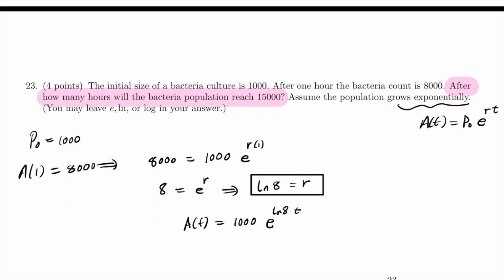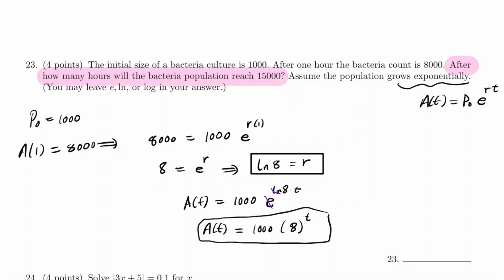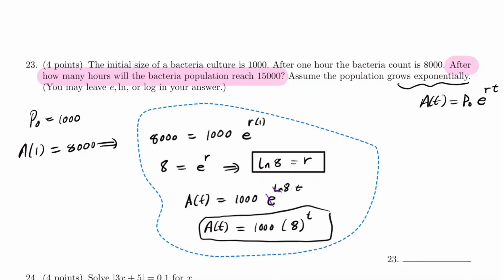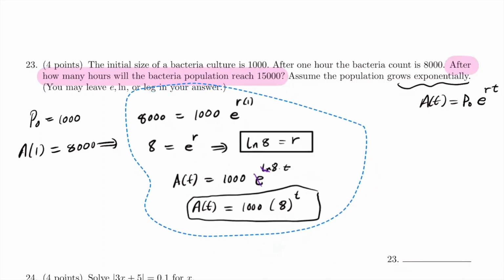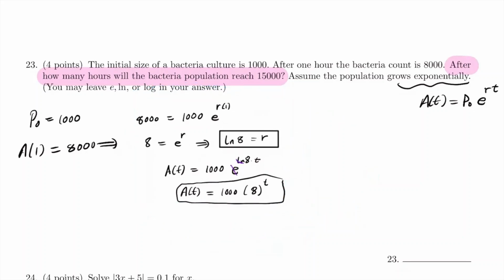And we simplify this. So here you're going to cancel out e and ln, which means 8 will drop down as a base. So our amount is going to be 1,000 times 8 to the power t. So that's the formula we're going to use to answer the question. So we want to know what is the time when it will reach 15,000. So let me go ahead and just move this right here, so we have more room. So we want to know what is the time when the amount at that time is 15,000.